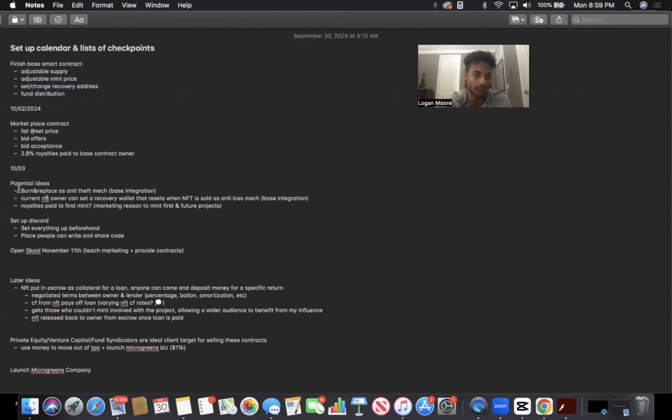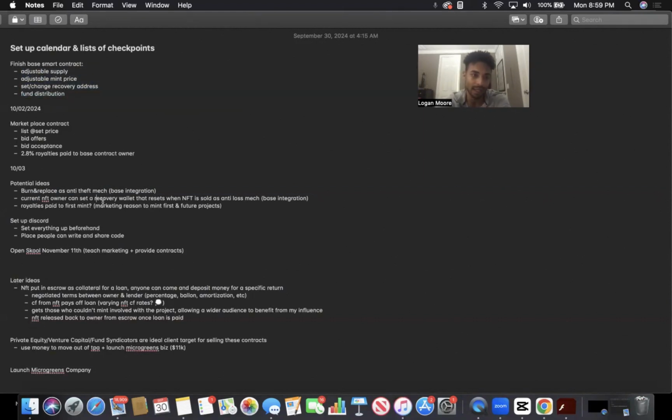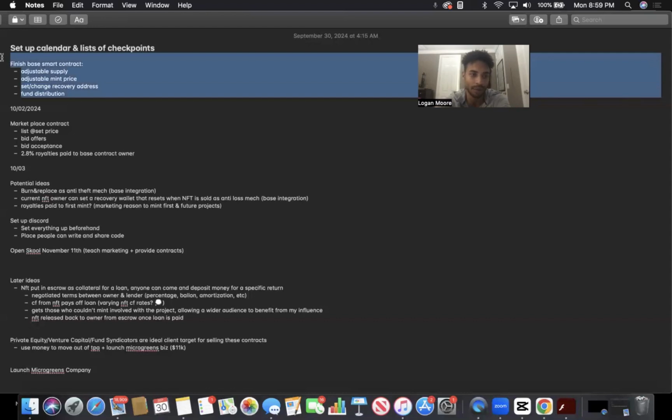The potential ideas I will also be integrating into the base contract once I can ensure everything is working smoothly here is going to be an anti-theft and an anti-loss system. Essentially just mechanisms. So if people lose access to their wallet that holds their NFT, or if somebody unfortunately falls for a scam and they get their wallet liquidated and their NFT stolen, I'll be implementing features that can hedge against those type of issues to be able to provide as much value as I can for the people who participate in the project.